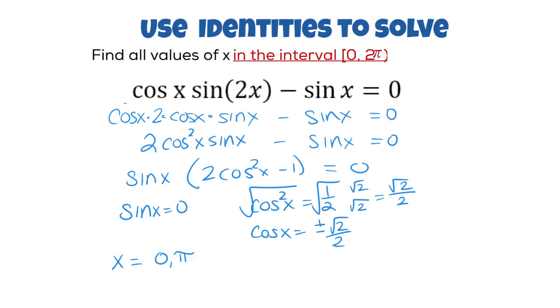And cosine is going to be a positive or negative root 2 over 2 at all of the 45s. That's going to be at pi over 4, 3 pi over 4, 5 pi over 4, and 7 pi over 4. And then we're done.